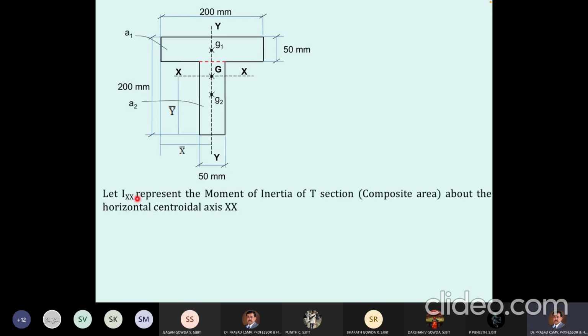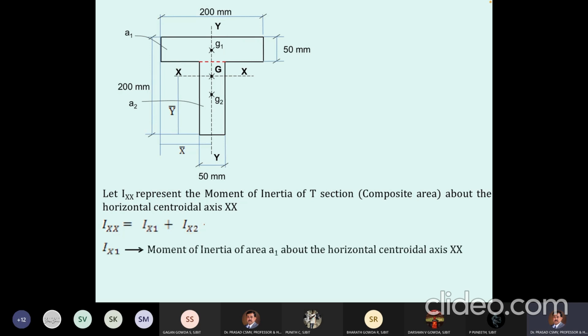Now let Ixx represent the moment of inertia of the T section or composite area about the horizontal centroidal axis. But for this composite area, I can't calculate directly because I don't have any standard formula for the T section. So what I will do is write this Ixx as equal to Ix1 plus Ix2.